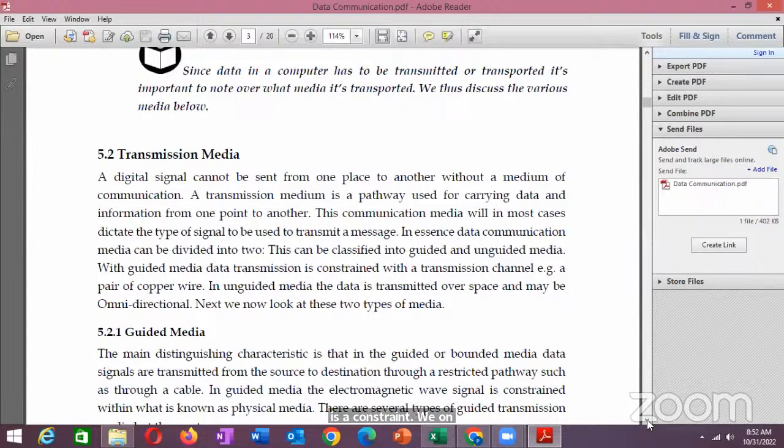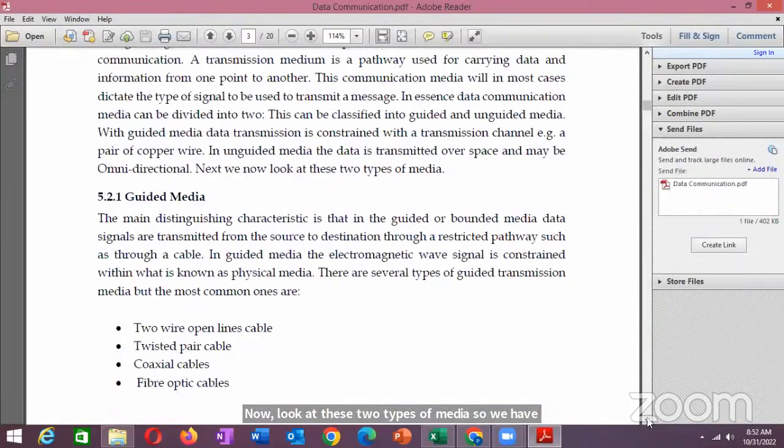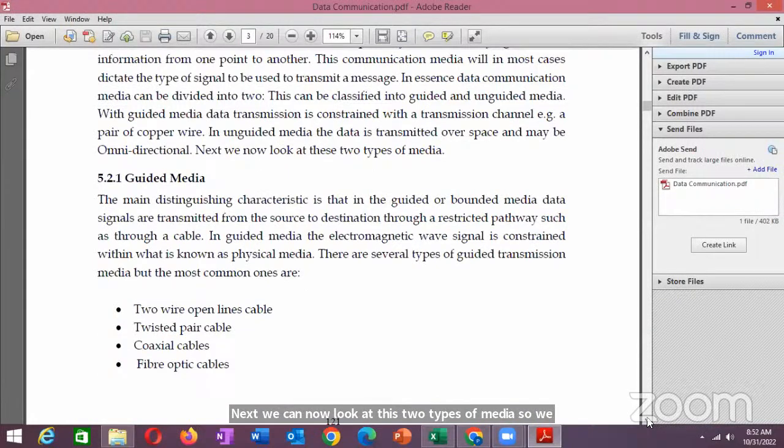A pair of copper wire. In unguided media, the data is transmitted over space and may be omnidirectional. Next, we can now look at these two types of media. So we have guided and unguided media.